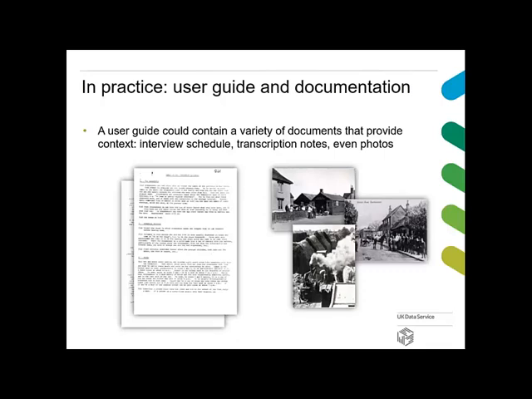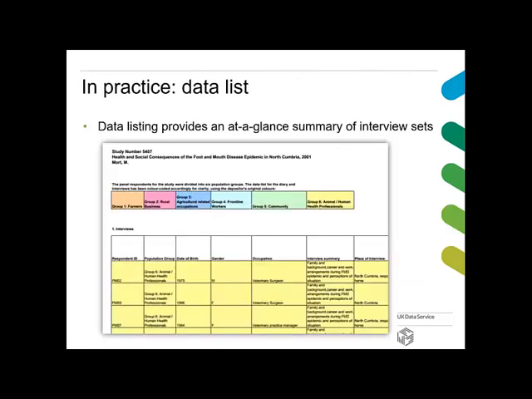Let's have a look. I mentioned earlier user guide and documentation. In practice this includes a variety of things. Again, it's all about providing this contextual information. This may include things like the interview schedule, transcription notes, or perhaps even photos from the project itself. And again, I mentioned a data list near the beginning, and this is an example of what a data list can look like. It's an at-a-glance summary of the interview. Here you can see the respondent ID number, the population group, date of birth, gender, occupation, and a brief summary of the interview and the place of the interview itself.